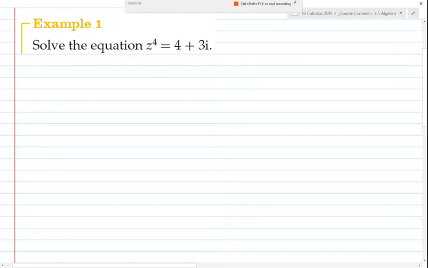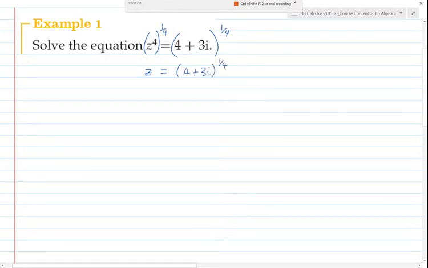So if this was just z to the 4 equals any old number, you would simply take the 4th root of both sides. And that's the same as taking the quarter root of both sides as well. And in effect that's what we're going to do. We're going to take the quarter root of both sides so that we just get z by itself, and we're just evaluating 4 plus 3i to the power of a quarter.